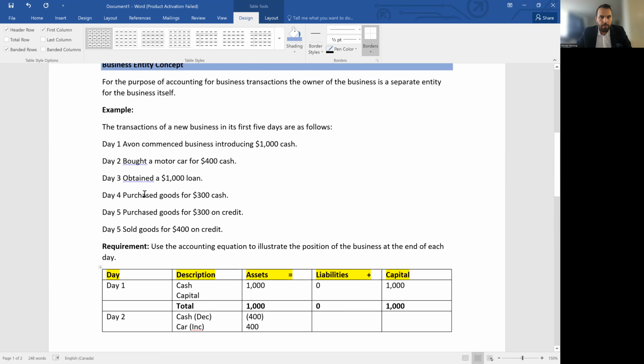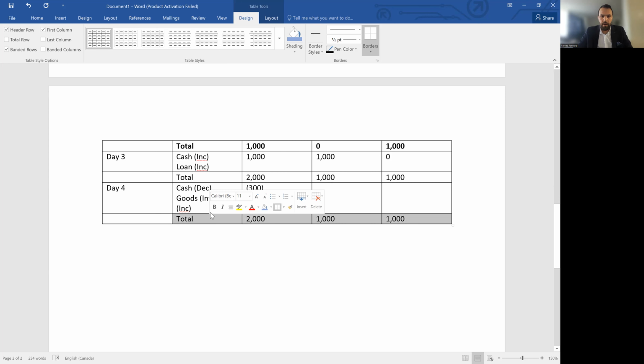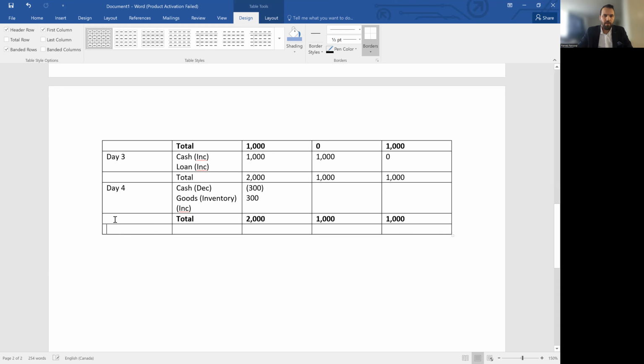So day 4, purchase goods for 300 cash. So I will write in brackets minus 300 and plus 300 inventory. So after this transaction, if I update our total, we will have again 2,000. Why? 2,000 minus 300 plus 300 is equal to 2,000. 1,000 liability and 1,000 equity. This is the total right now after every transaction. You can write the total after every transaction or make it at the end of the month or day 5.